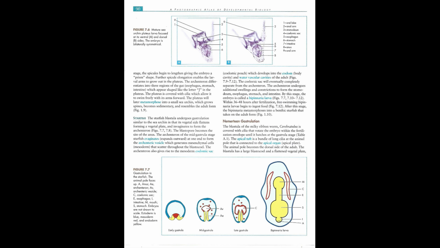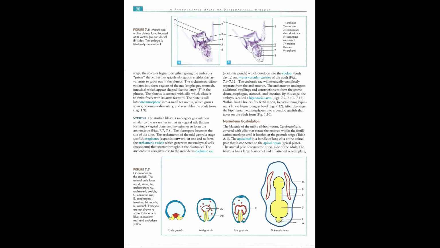Further spicule elongation enables the larval arms to grow out in the pluteus. The archenteron differentiates into three regions of the gut: esophagus, stomach, and intestine, which appear shaped like the letter J in the pluteus. The pluteus is covered with cilia, which allow it to swim freely with its arms forward. The pluteus will later metamorphose into a small sea urchin, which grows spines, becomes sedentary, and resembles the adult form.